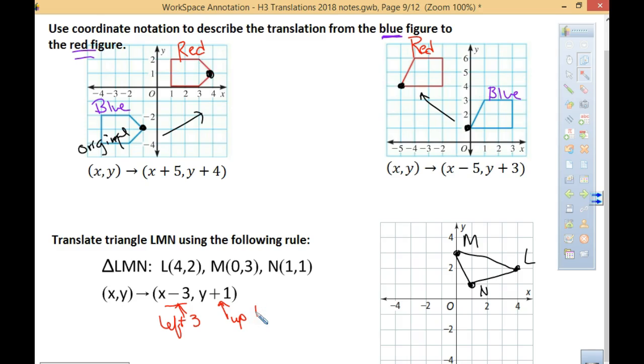So this is what your homework looks like a lot of times. They give you the directions this way. Sometimes they give them in words. I am going to the left 3, 1, 2, 3, and up 1. This is my new point N prime. 1, 2, 3, up 1. M prime. 1, 2, 3 for L, up 1.